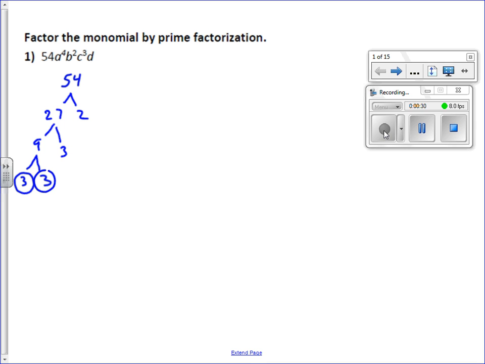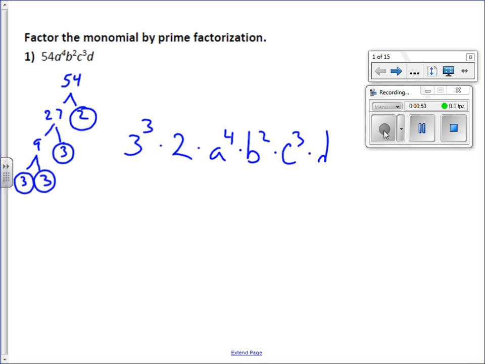So the factors of 54 are 3 and 2. 54 can be written as 3 to the third, times 2, and then you have a to the fourth times b squared times c to the third times d.